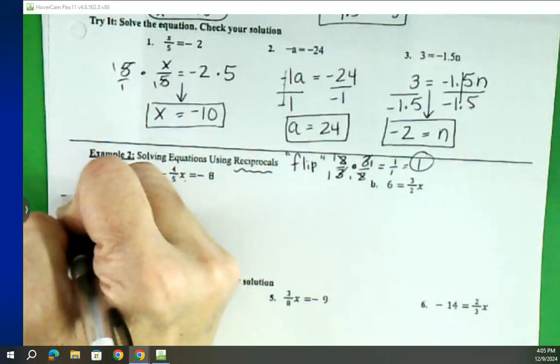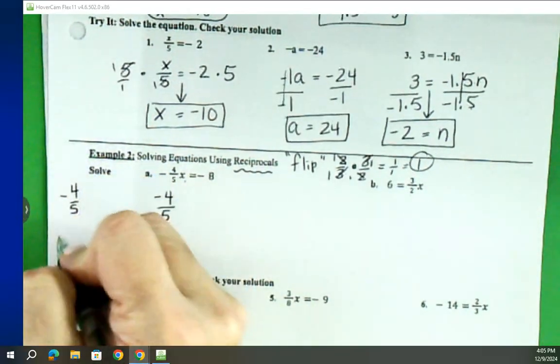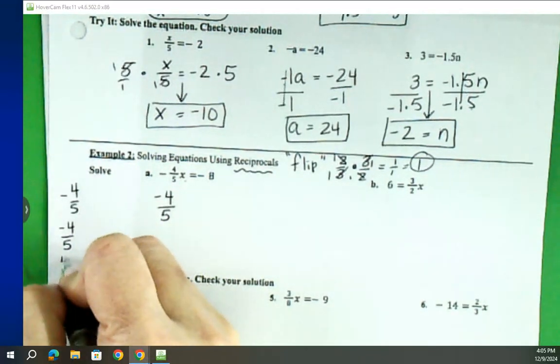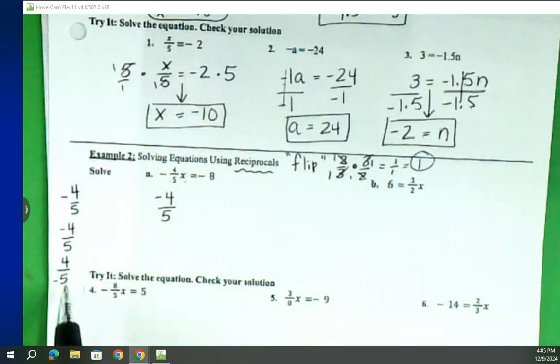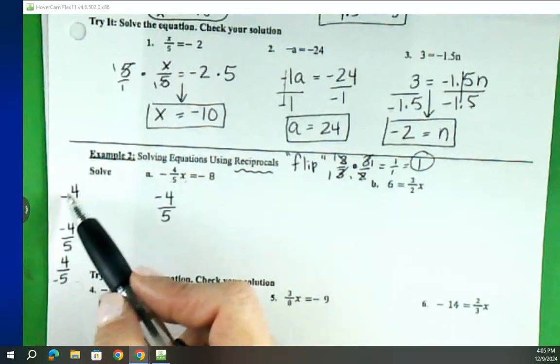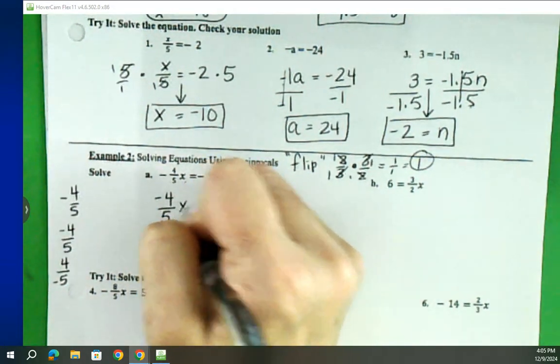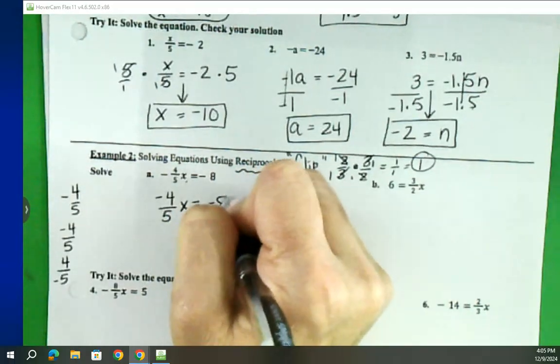So this helps me see it better. Negative 4/5 can be written like this. It can be written with a negative in the numerator, or it can be written with 4 and then negative 5 in the denominator. So all of these say negative 4/5, but I prefer it in the numerator, so I can really see that right up there.